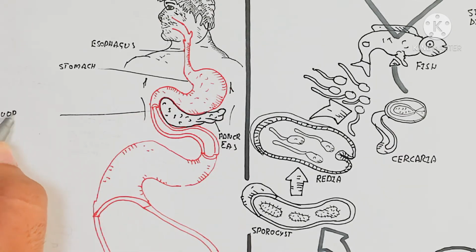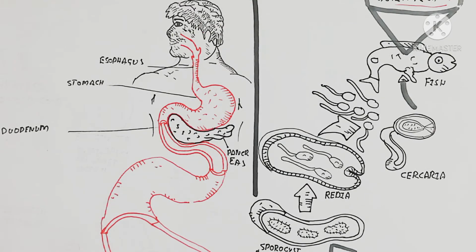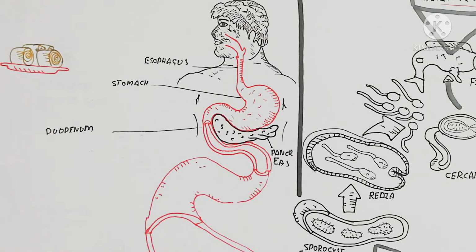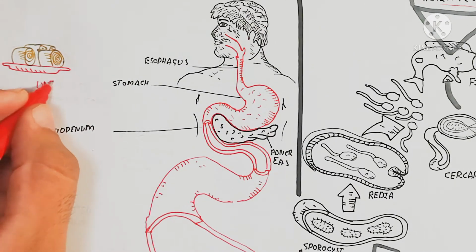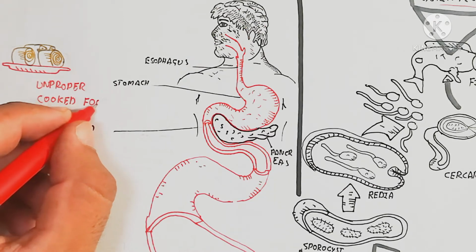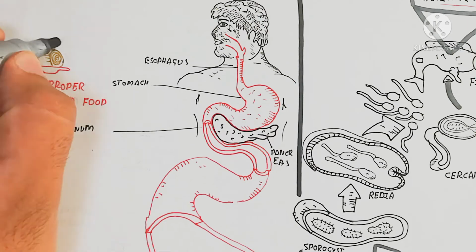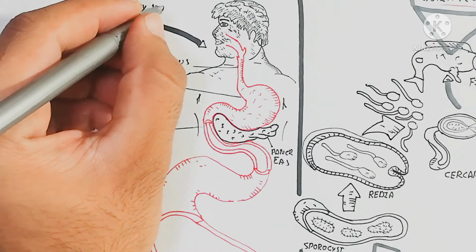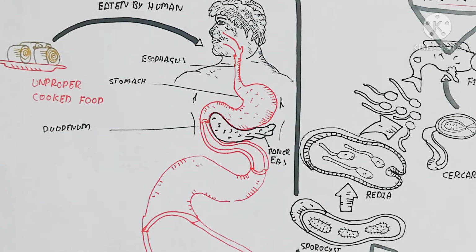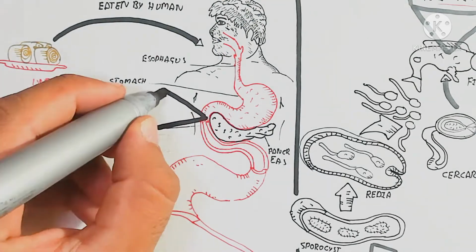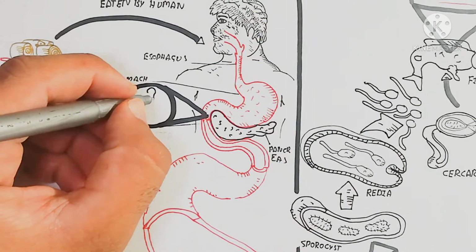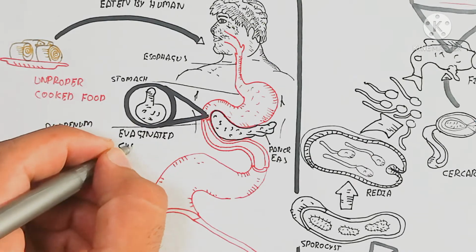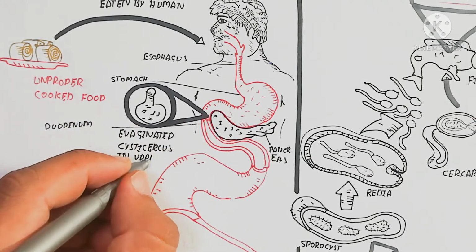So here is the digestive system of the human, which contains the pancreas, stomach and duodenum. After the ingestion of improperly cooked food, which is the meat of the cow, containing evaginated cysticercus in the upper intestine, the evaginated cysticercus will be formed. These cysticerci are present in the meat, and after ingestion, hook-like structures are present.